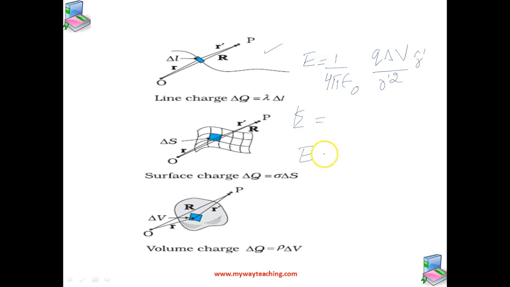So E is equal to 1 by 4 pi epsilon naught, summation of rho delta V by r dash square, r dash cap. Just summation. So here rho, r dash, R all can vary from one point to another point. So as delta V tends to 0, the sum then becomes an integral. Okay.